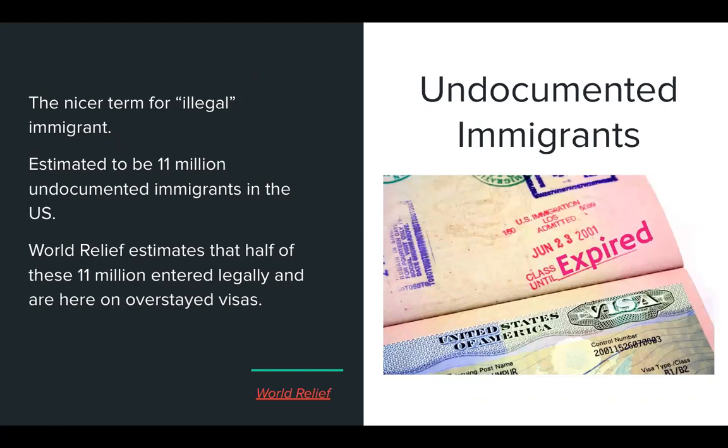So then we also have undocumented immigrants. This is typically the nicer term for an illegal. World Relief currently estimates about 11 million undocumented immigrants in the US. Of course, it's difficult to pinpoint that number. About half of those are estimated to have come here legally on temporary visas but then just overstayed.